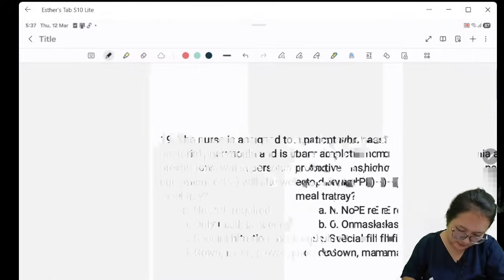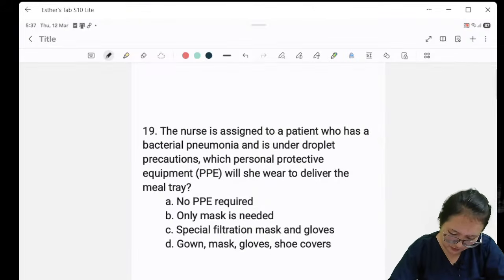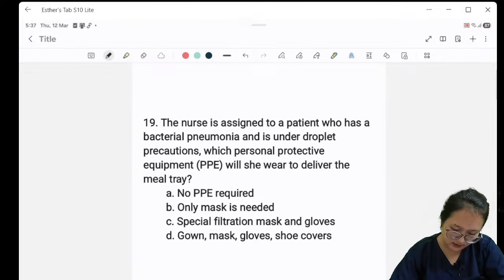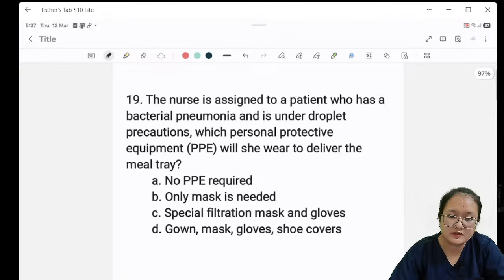Next question: the nurse is assigned to a patient who has bacterial pneumonia and is under droplet precaution. Which personal protective equipment will she wear to deliver the meal tray? A, no PPE required. B, only mask is needed. C, special filtration mask and gloves. D, gown, mask, gloves, shoe cover.